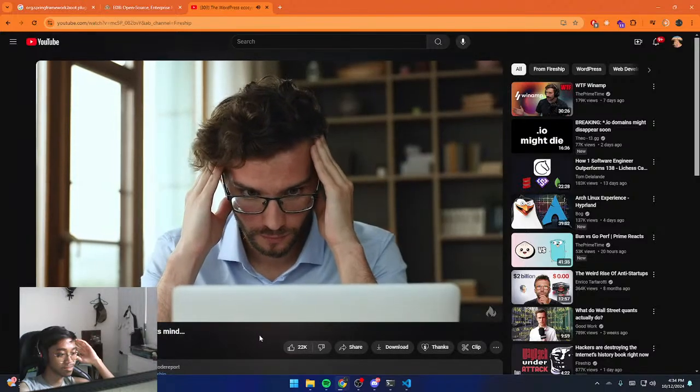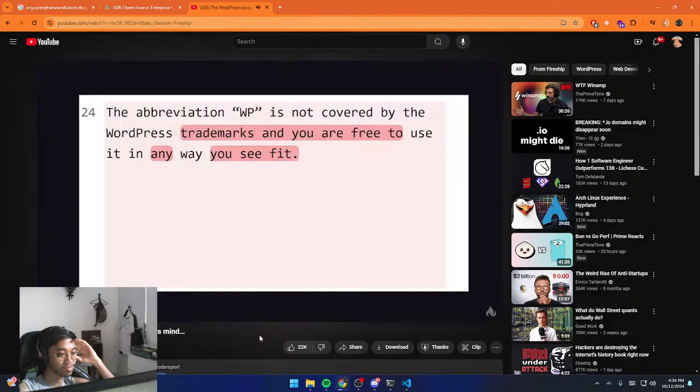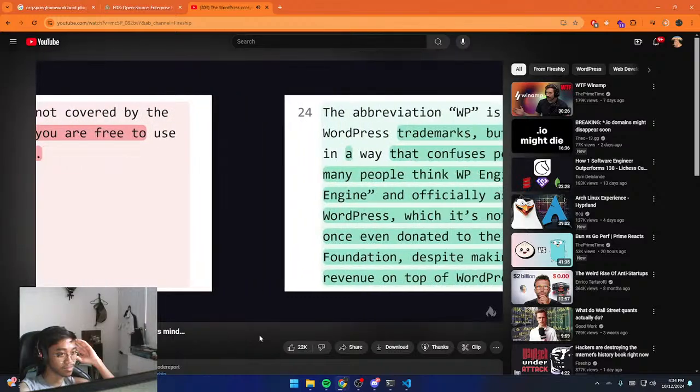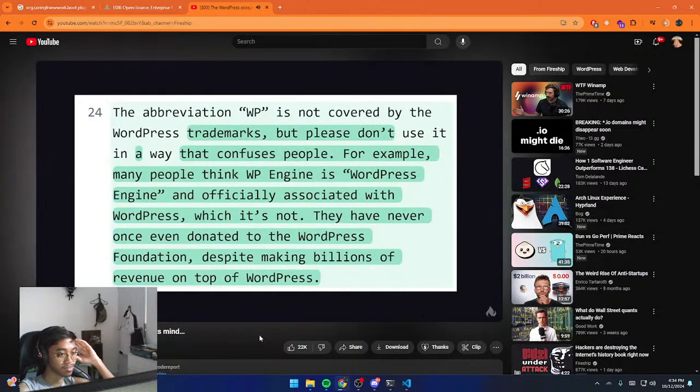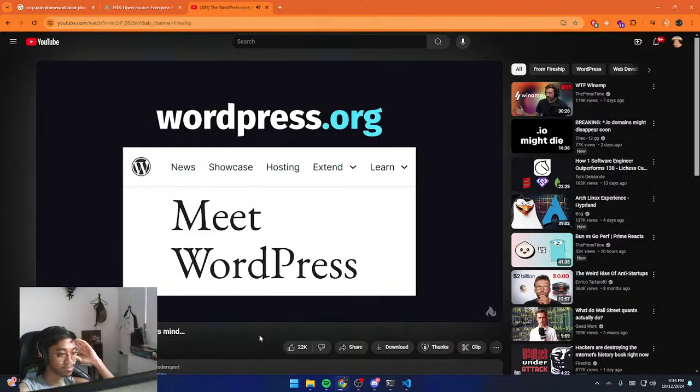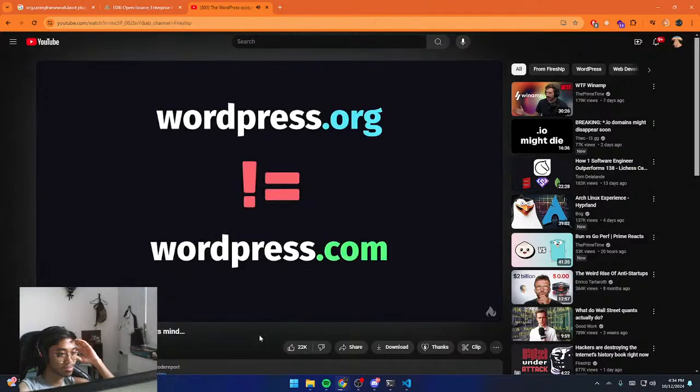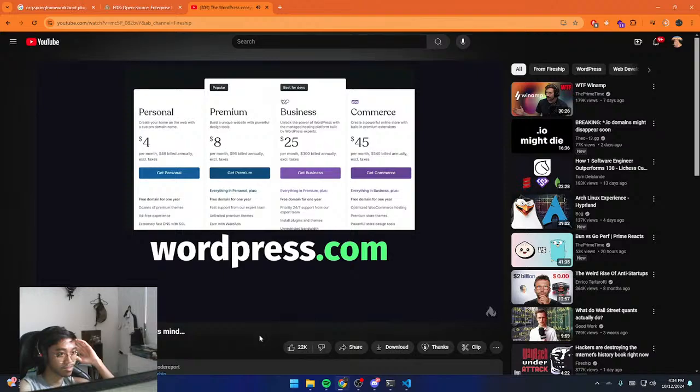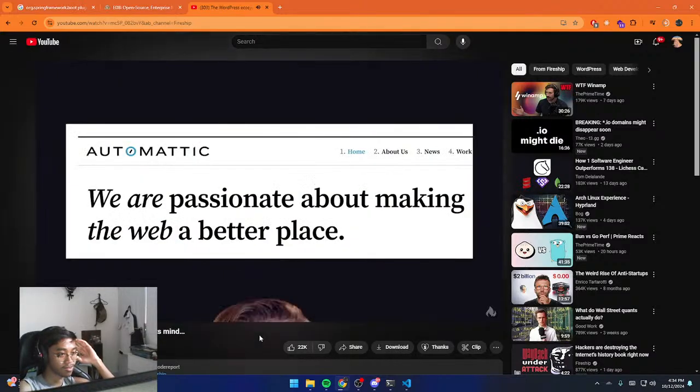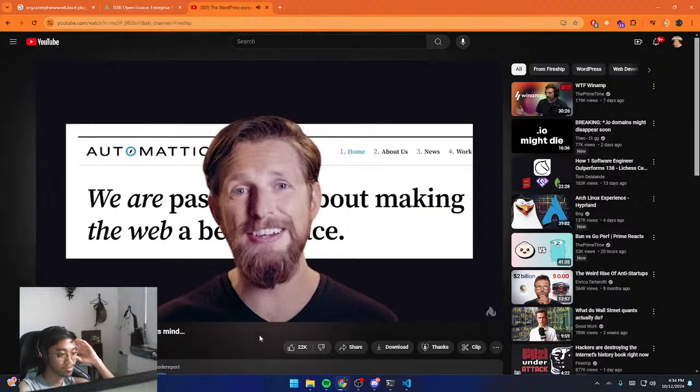Now, one curious detail is that up until about 2 weeks ago, it said the abbreviation WP is not covered by the WordPress trademarks and you're free to use it in any way you see fit. But that line was recently updated to say now you can't use it if it confuses people, and then proceeds to trash WP Engine. You can find it on WordPress.org, which differs from WordPress.com, the commercial arm of WordPress which provides hosting services, which itself is owned by Automattic, a multi-billion-dollar company where Matt Mullenweg is the CEO.